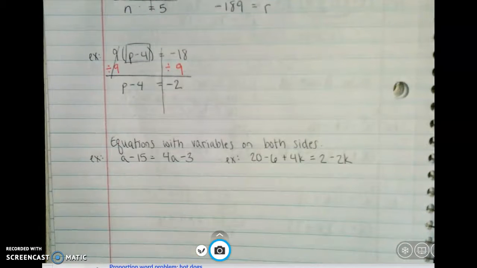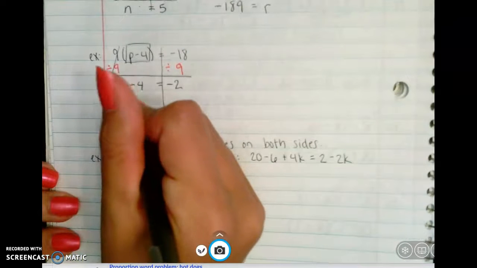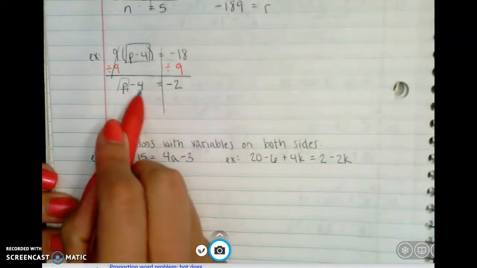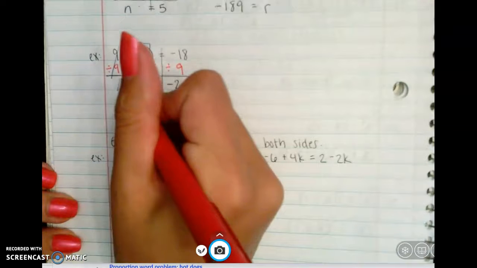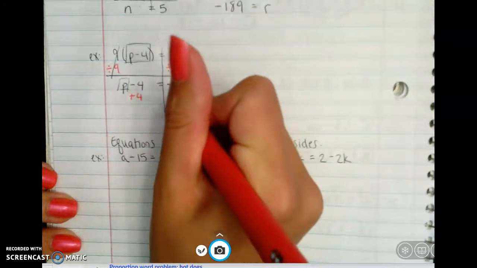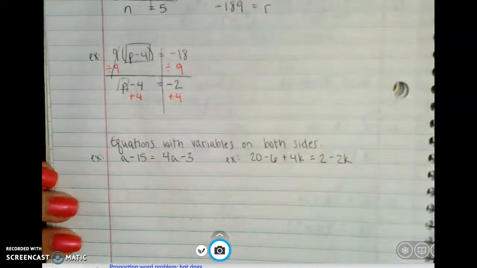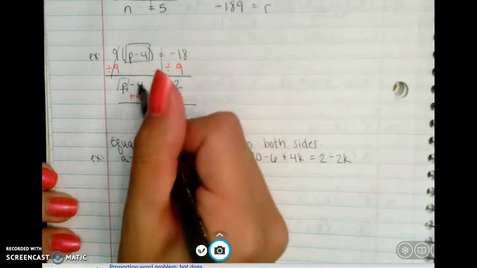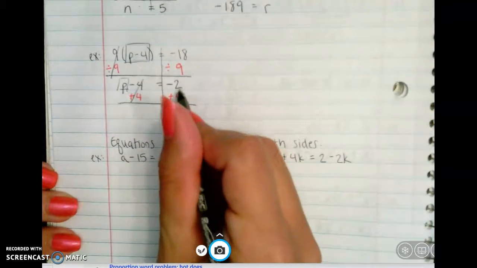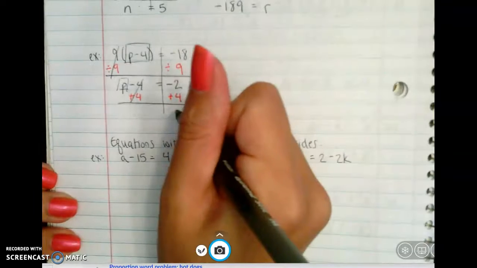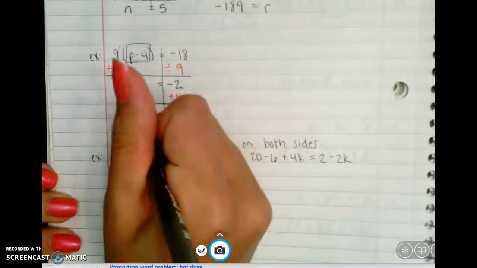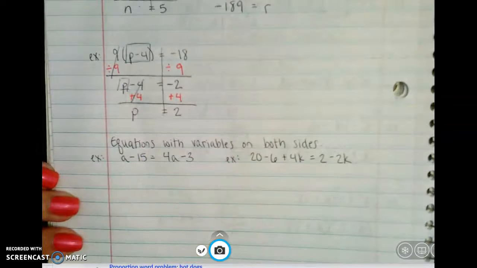Now there's only one more step to get p alone. To get p alone, we need to do the opposite of minus 4. So the opposite of minus 4 is plus 4 on both sides, the minus 4 and the plus 4 cancel out, and negative 2 plus 4 is positive 2. So p, bring down p, equals positive 2.